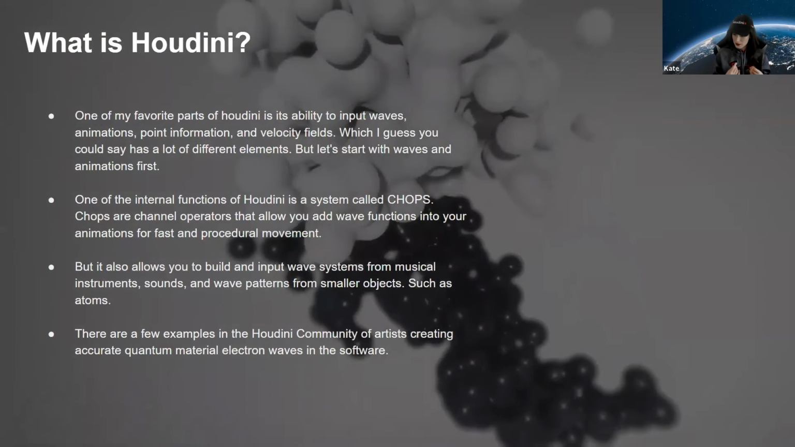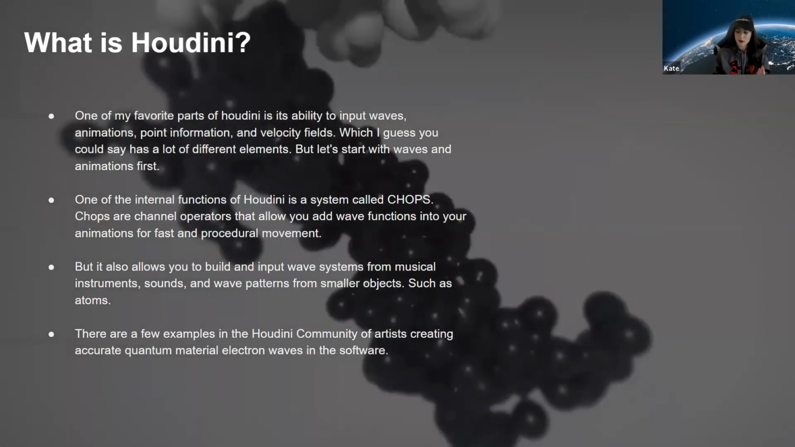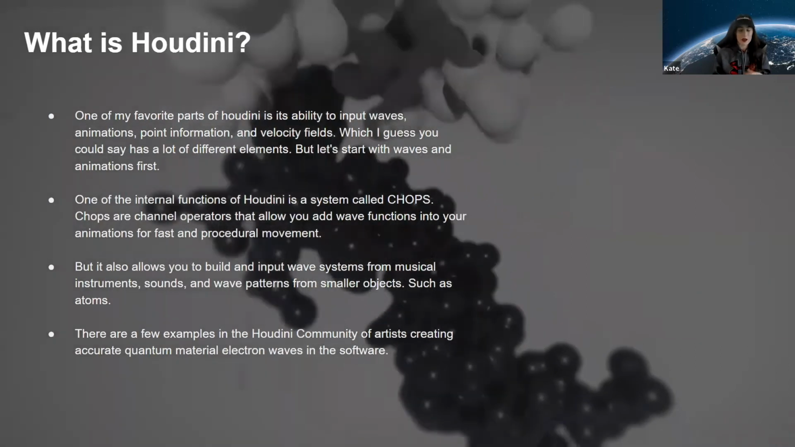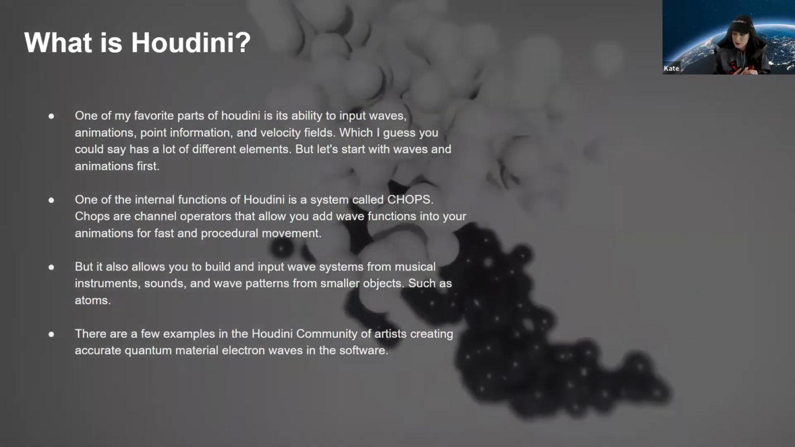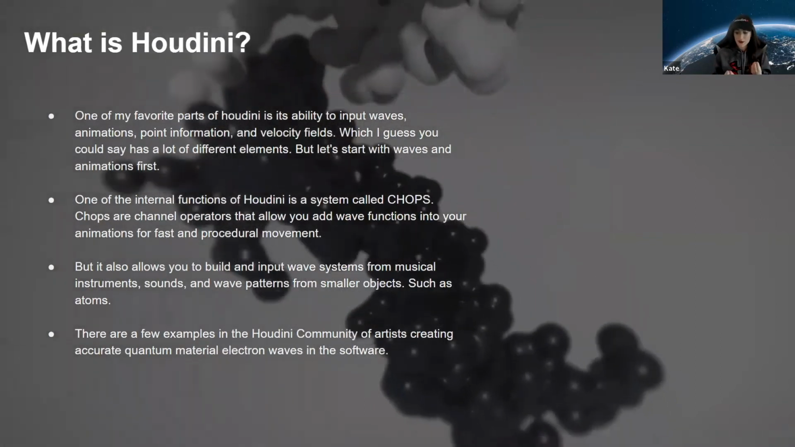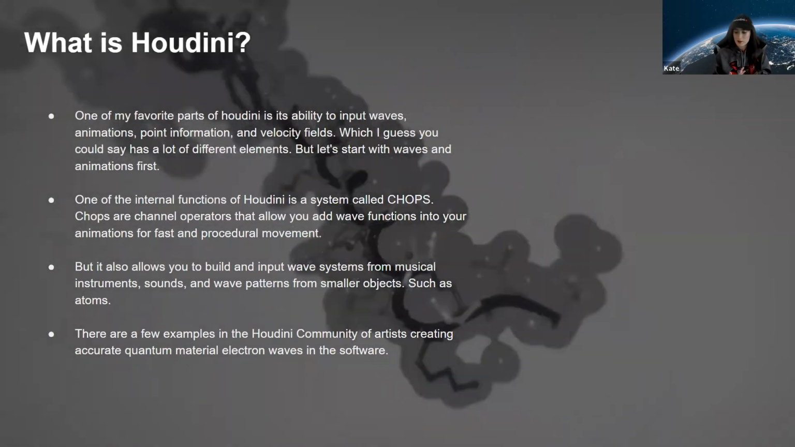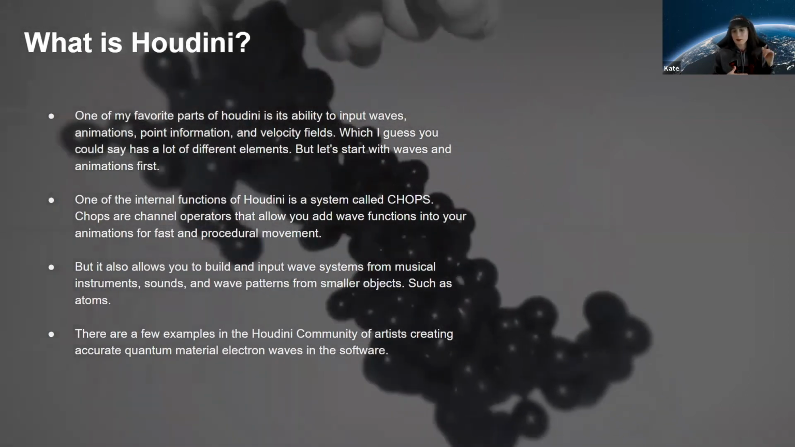They also allow you to build and input wave systems from musical instruments, sounds, and wave patterns with smaller objects such as atoms. There are a few examples of the Houdini community creating tool sets and accurate examples using CHOPs, such as quantum material electron waves within the software.